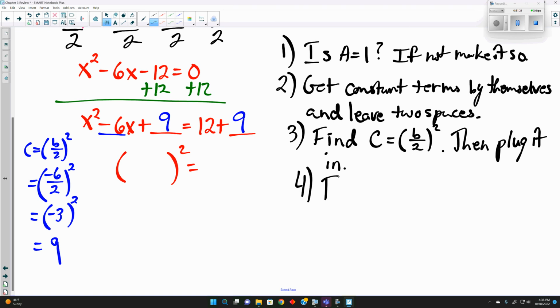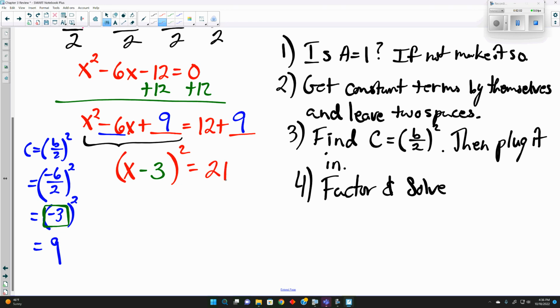Step number 4 is to factor and solve. So we want to factor our x squared minus 6x plus 9. And incidentally, we will have a set of parentheses squared because that's how this is going to factor. And we need it to factor to a set of parentheses squared so that we can take the square root of both sides and solve this here. And it's always going to work out that what goes into this parentheses with our variable is always going to be what we have before we squared it. So here we have negative 3. So inside this parenthesis here is going to be x minus 3 squared. On the other side, we're going to add 12 and 9, which would give us 21.